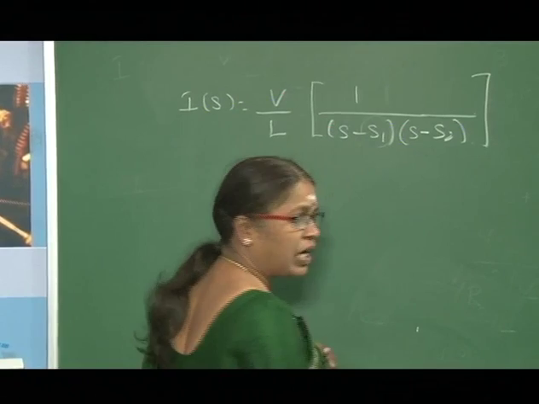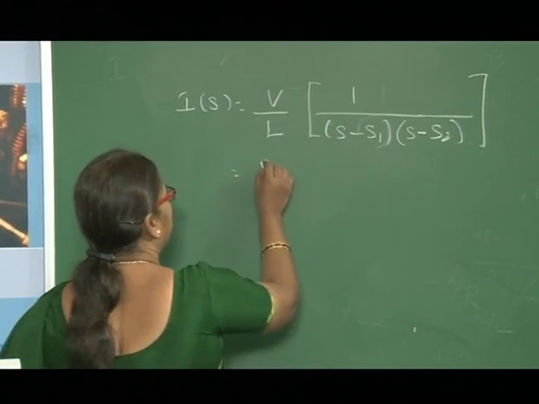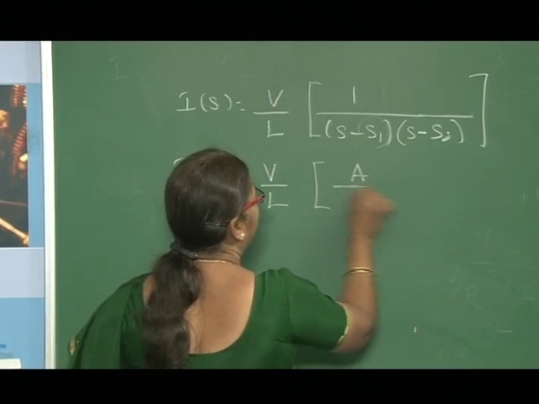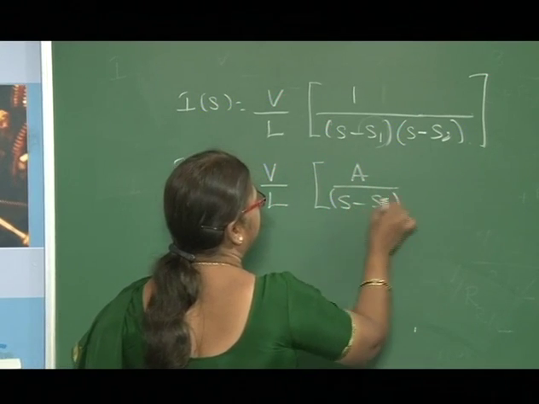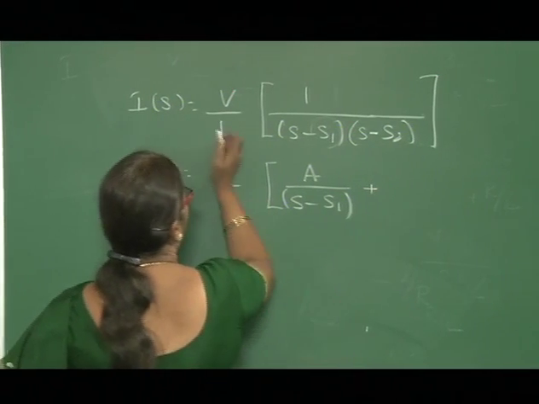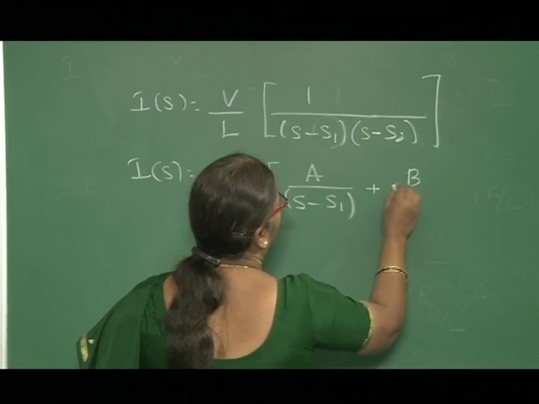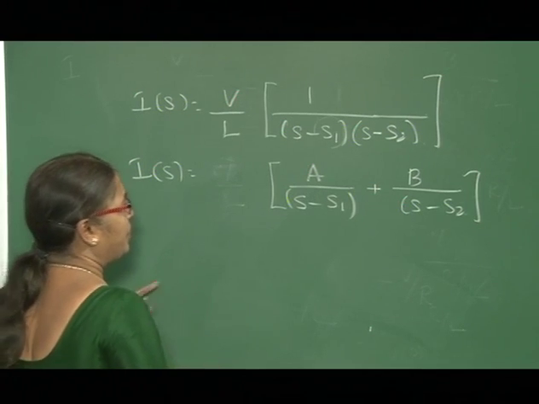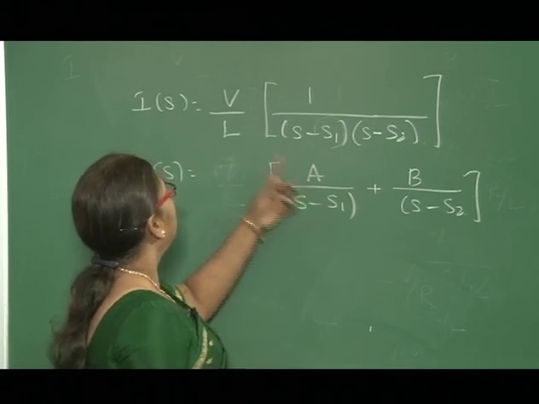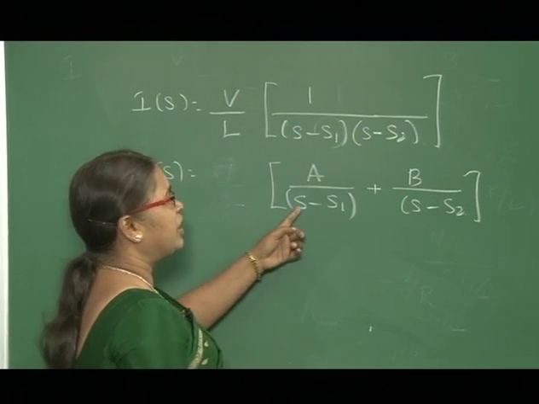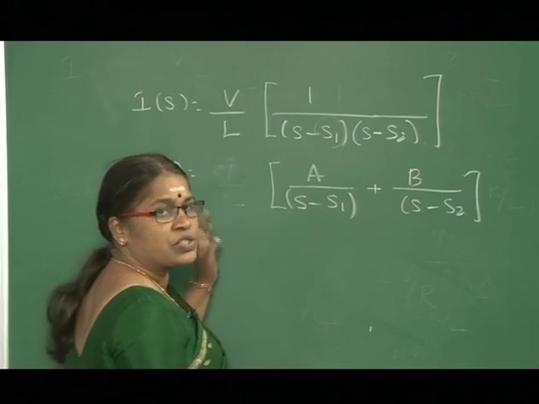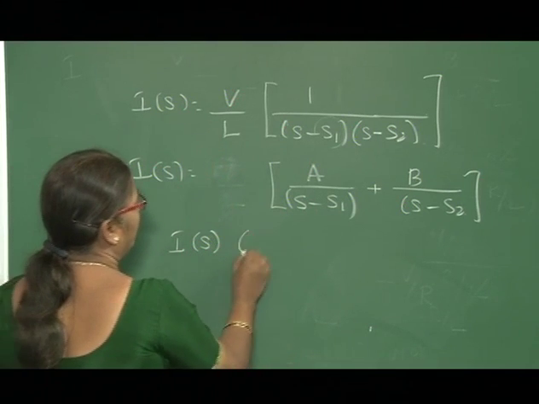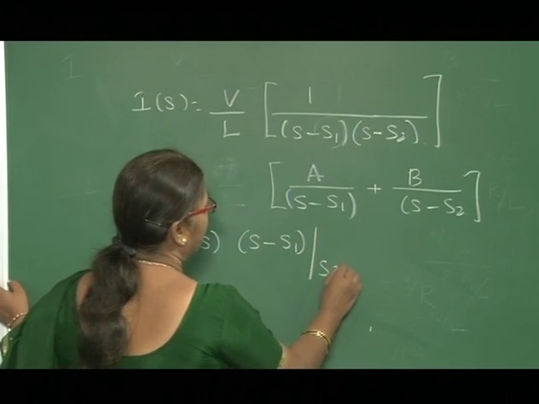Our aim is to bring this I of s term to a form where we can take the Laplace inverse. Since I cannot directly take the Laplace inverse of this term, let me apply partial fraction expansion, so that I can write I of s as V by L into A divided by s minus s1 plus B divided by s minus s2. As I told you in the previous example, to evaluate A, multiply this I of s expression by the denominator of A, that is s minus s1, and substitute s equal to s1.